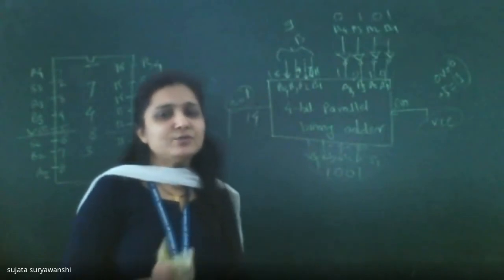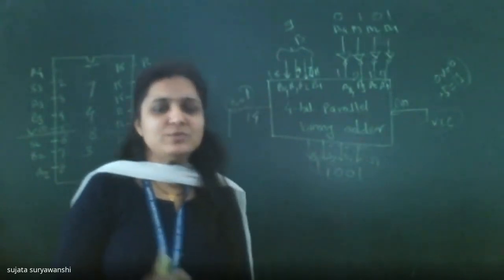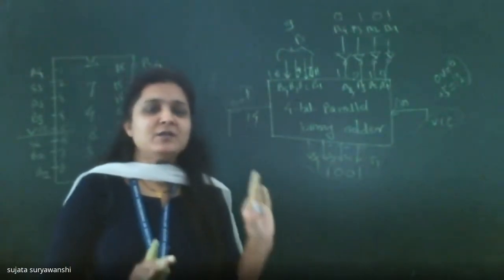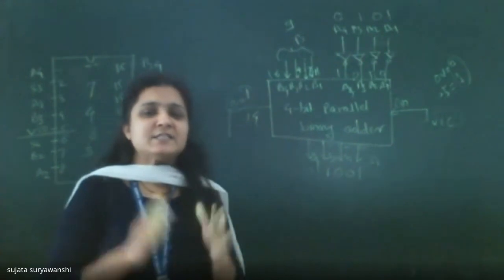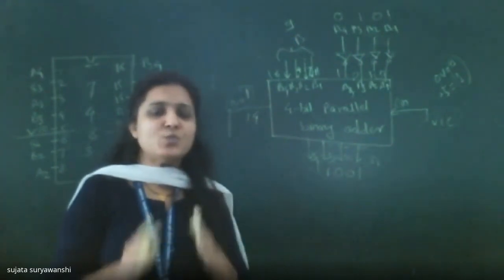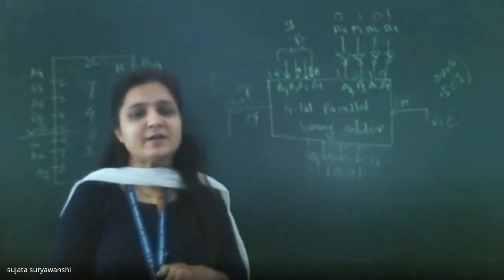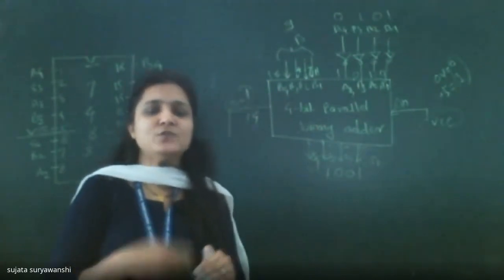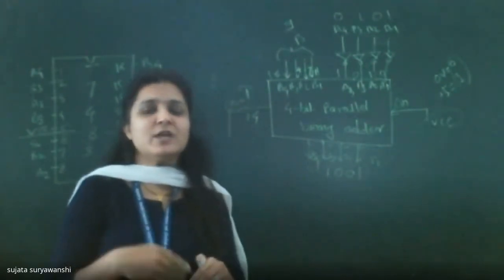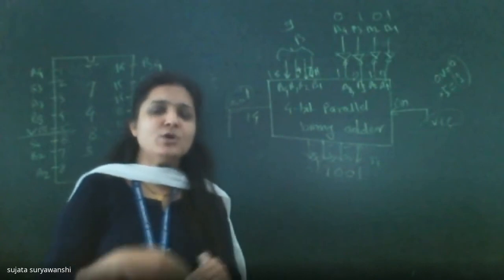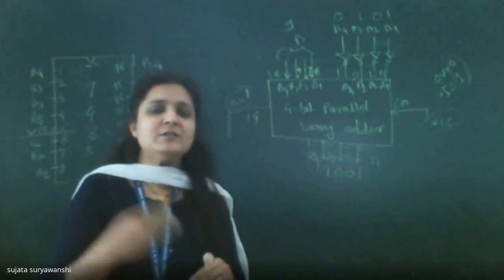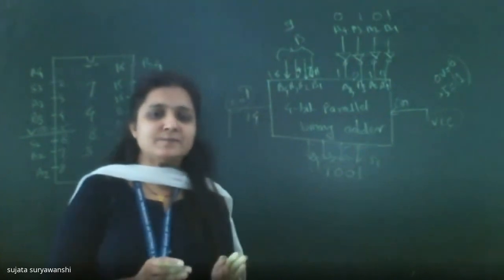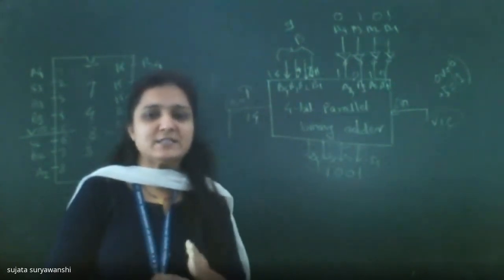I'll explain you tomorrow. Okay, so we'll stop here. Just one question, I'm repeating it. Suppose I want to design such a circuit, that circuit should work as adder or subtractor as per our convenience. If you want to perform addition, then you can perform addition, or if you want to perform subtraction, then you can perform subtraction using the same circuit. Then how can you design that circuit?